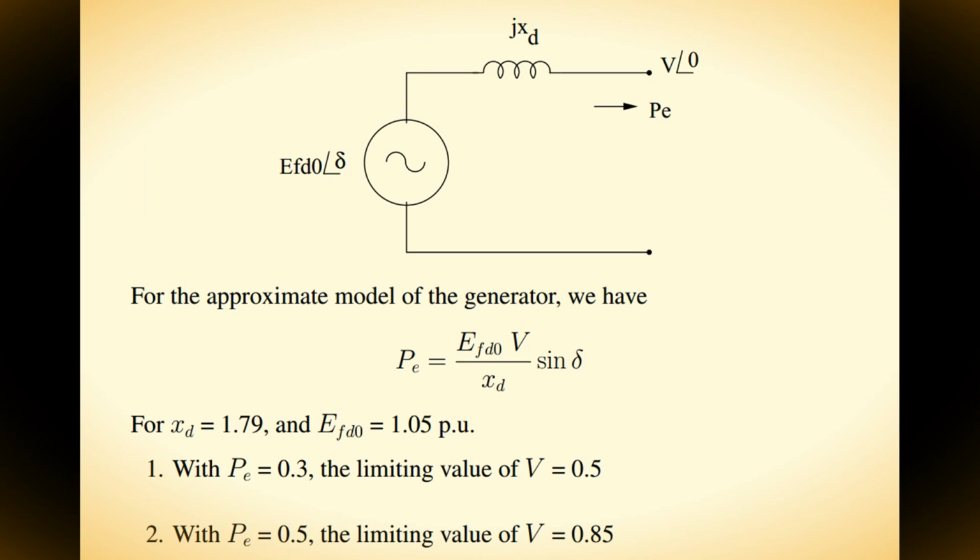Considering the approximate model of the generator, with case 1, the limiting value of voltage at the bus comes out as 0.5 per unit, and with case 2, the limiting value of voltage at the bus comes out as 0.85 per unit. Here this limiting value of voltage at the bus is the minimum voltage to be held by the generator so as to maintain the stability.